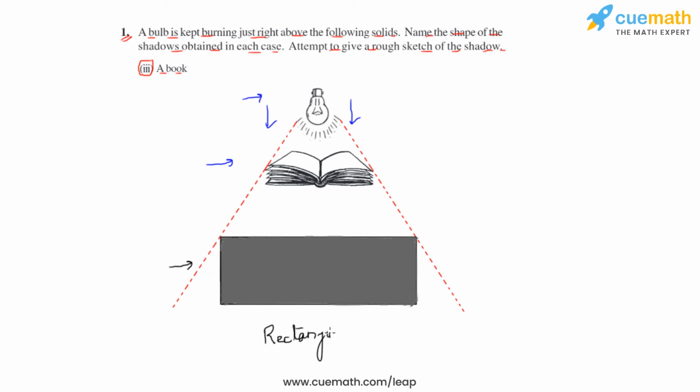So basically, for a book which is placed under a lamp, we'll observe that the shadow will be rectangular in shape. So these are the few examples which were taken in this question, where the objects were placed under a lamp and we got their respective shadows. And this is how we are going to answer the first question of this fourth exercise.